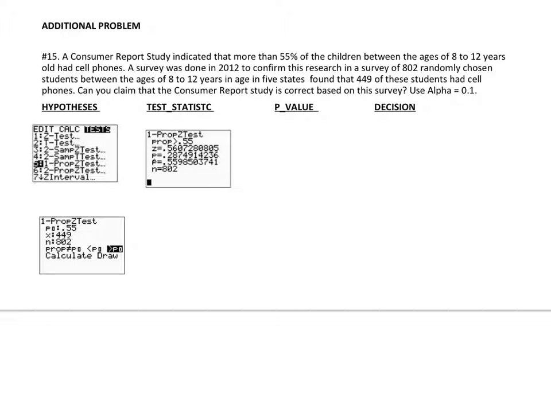So now we're going to create our hypothesis. So H naught in this particular case is P is equal to 0.55, right? And H1 is, it says here in this case, we want to find out if it's greater than that. So we want it greater than 0.55, right? So these are our hypothesis tests.